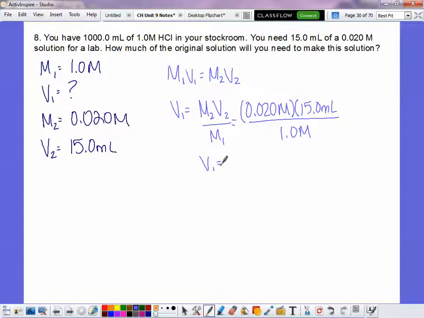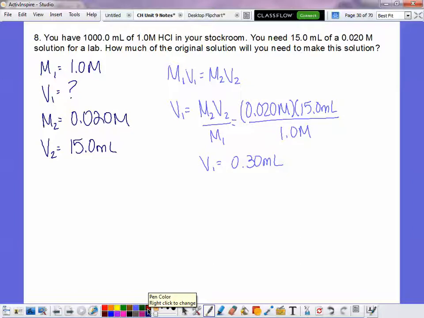So what is V1? 0.30 milliliters. Yeah. So this problem actually, we're done technically with this problem because all it asks is how much of that original solution do I need to use.